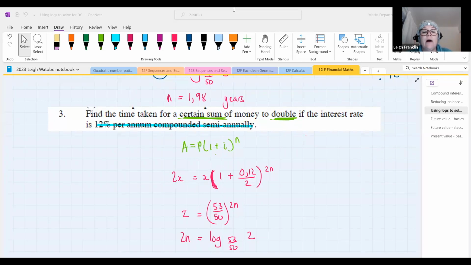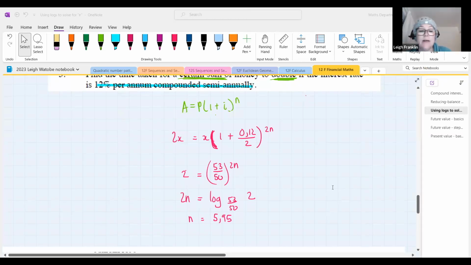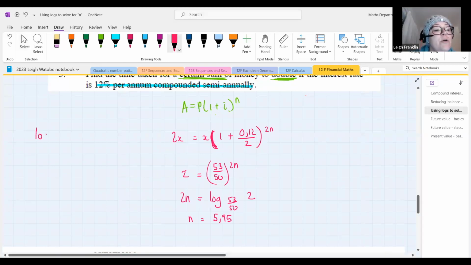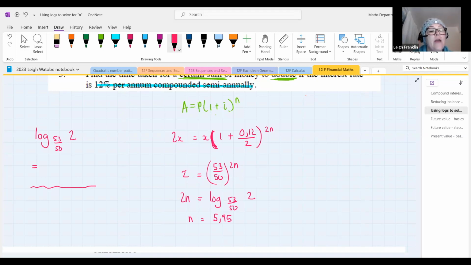So Lebogang, on your calculator, you're going to press log. Now put in your base, which was 53 over 50. And you're going to put in your number 2. You're going to press equals. And then it's going to give you some kind of number, whatever that is. Then to get rid of this 2 in the front here, you're going to divide by 2 and then press equals again.